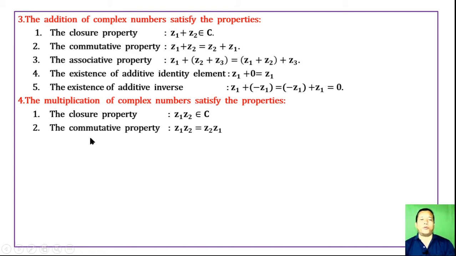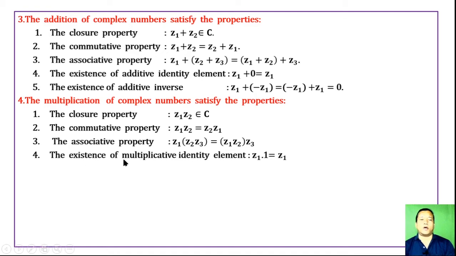Next, the commutative property: z1 into z2 equal to z2 into z1. The multiplication of two complex numbers is independent of order. The associative property: z1 into z2 z3 equal to z1 into z2 times z3, which states that multiplication of three complex numbers is independent of grouping.